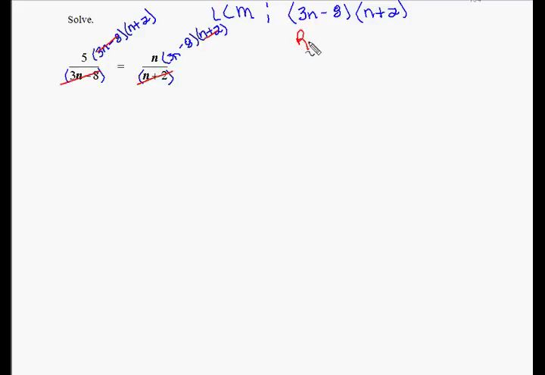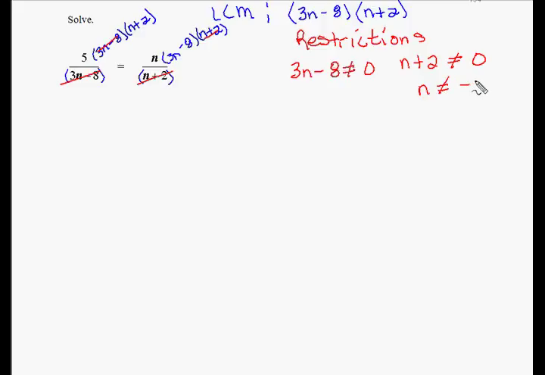Now also recall that when you do this, there may be restrictions on the variable, the values that the variable may take on in its final answer. No denominator can equal 0 because we cannot divide by 0. So we can take each of these factors from our LCM, our common denominator, and set them not equal to 0, and then solve. So n should not take on the value of negative 2.